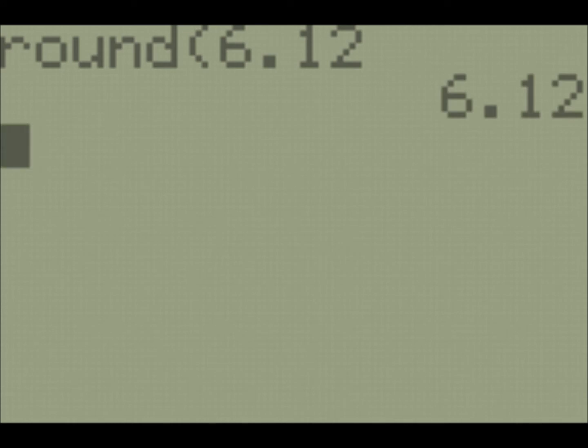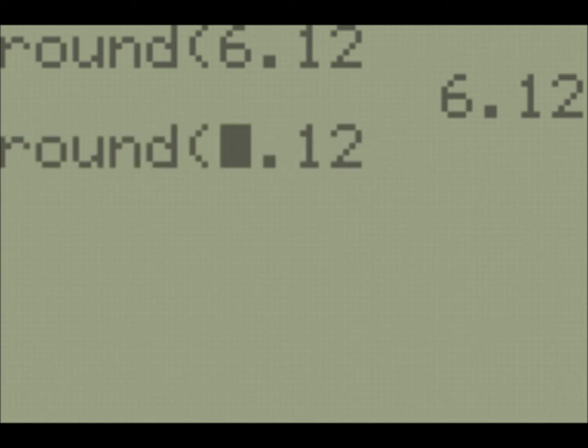So you may have guessed that this will round numbers for you. Let's put in a decimal number, like 6.12, and we'll get 6.12 out. Let's try this with a number with more decimals, something like pi. If you didn't know, your calculator has a pi button on it, so never again do you need to memorize dozens of digits of pi.